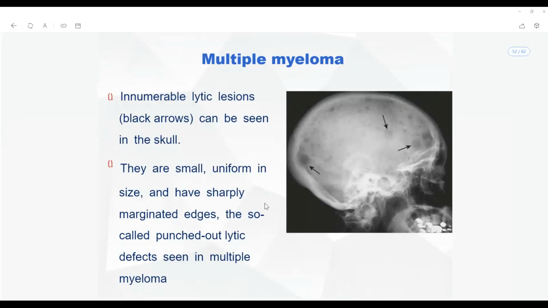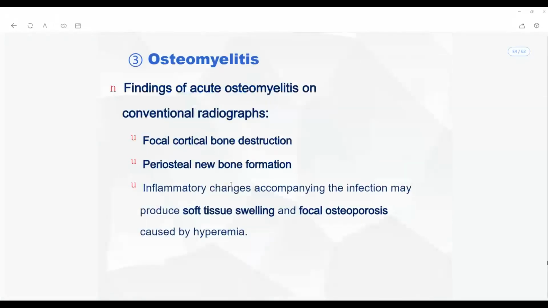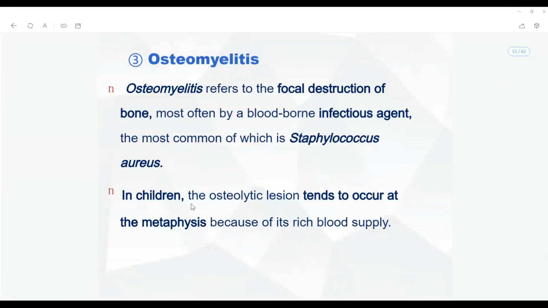The last disease, okay, give me 10 more minutes. I will complete this chapter. So we are going to learn about one of the most important bone infections. You should never forget or ignore this condition, which is called osteomyelitis. Osteomyelitis refers to the focal destruction of the bone, caused by a hematogenously spreading infection, most commonly by Staphylococcus aureus.